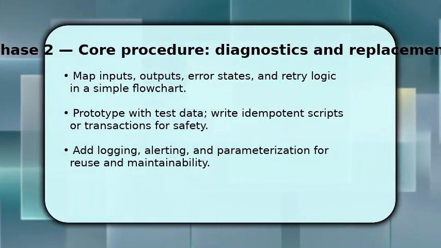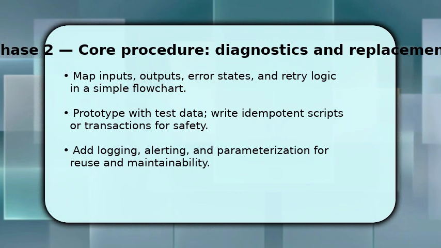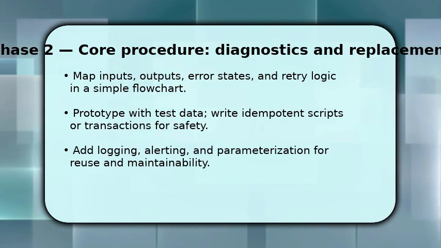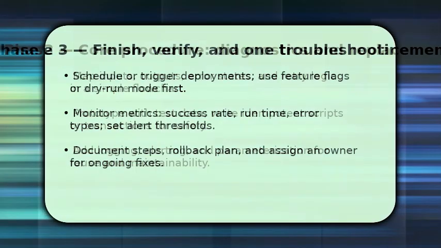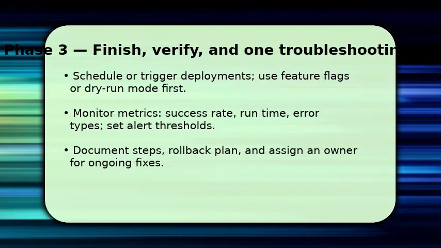Once implemented, run end-to-end tests and inspect logs to confirm the automation does exactly what you expect and why each step exists. You finish by deploying safely. Use a dry run or feature flag, then schedule jobs or attach event triggers.